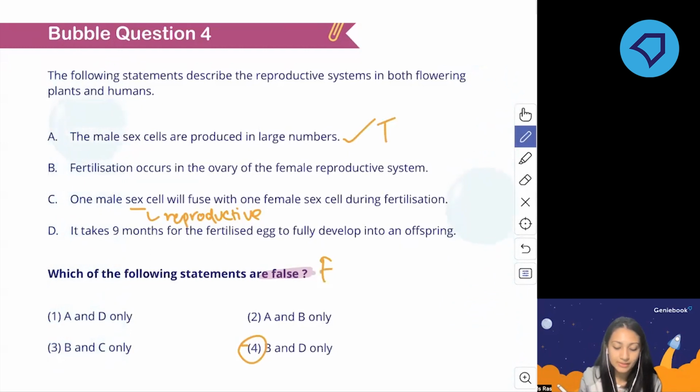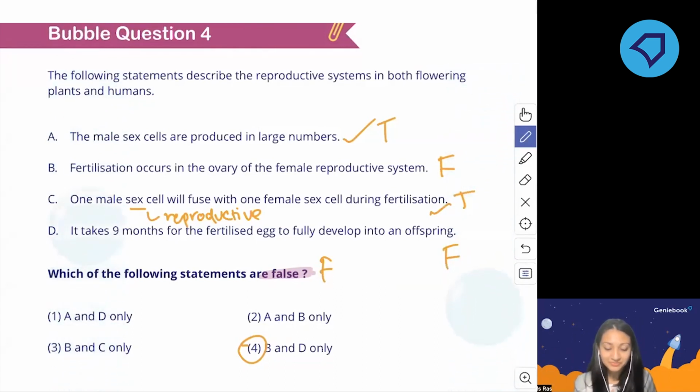For part B, this one is false, because if you remember what we talked about just now, fertilization for humans occurs in the fallopian tube, not in the ovary. Ovary is only for the plant. So this is false. For part C, one male sex cell will fuse. This is true, because it's sexual reproduction. The last one is false because 9 months is only for humans. Flowers don't need up to 9 months. It will be several weeks and they can already produce a new plant.